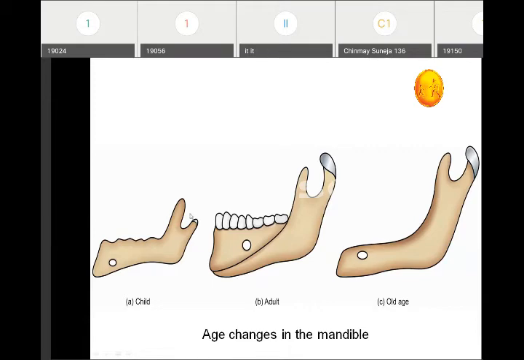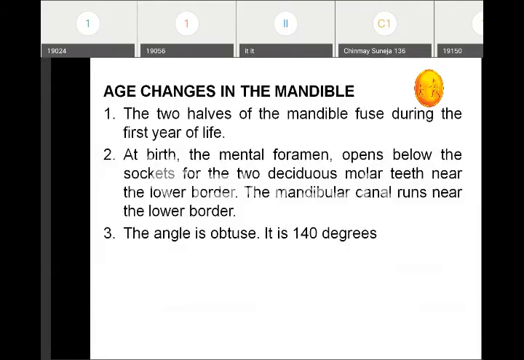Third point of difference is of coronoid process in children. It is more prominent and above the condylar process, whereas it is not the case in adult and old age. Okay, so this is also important. Ask in viva about the age-related changes in the mandible. When we meet in the college, we'll show you the mandibles of different age groups, and it will be very easy to understand.